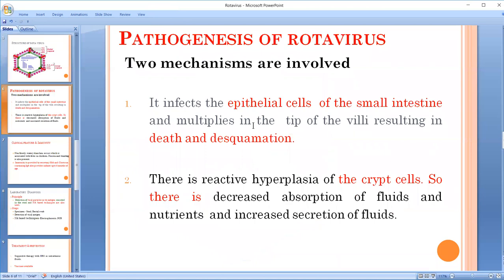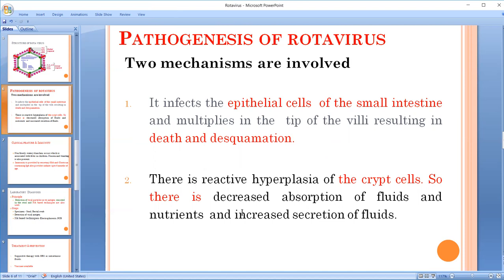How does rotavirus cause diarrhea? It infects the epithelial cells of the small intestine and multiplies in the tip of the villi, resulting in death and deformation. These villi are responsible for absorption of fluid, and as there is death and deformation of villi, there is a reactive hyperplasia of the crypt cell. So there is decreased absorption of fluids and nutrients and increased secretion of fluids. These two factors are responsible for diarrhea caused by rotavirus.